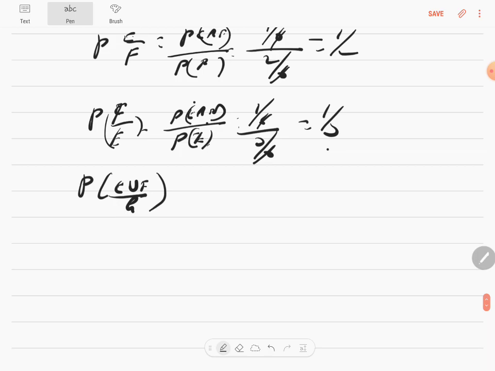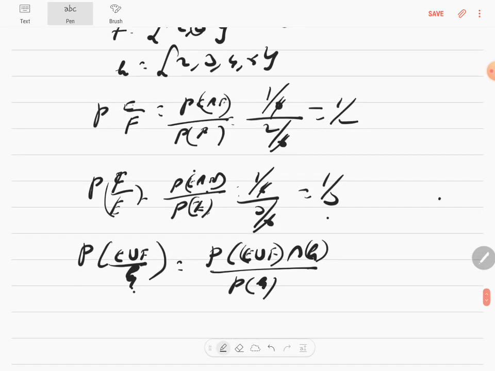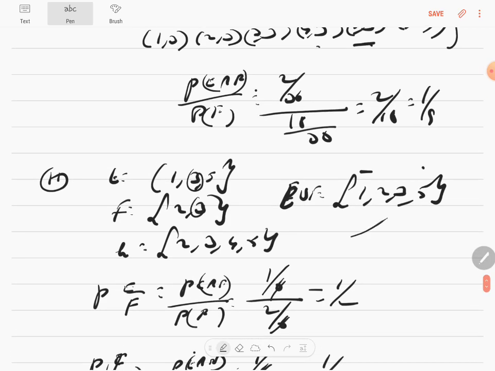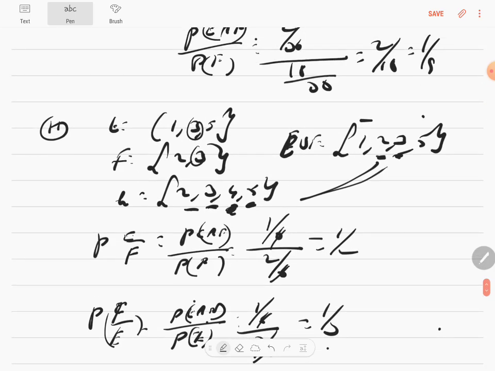P of E union F by G is, this is the conditional probability given G. So you write P of E union F intersection G by P of G. So what is union? Let's write E union F is 1, 2, 3, 5, by P of G. That has to intersect with G. Just look for intersection with G. 2, 3 and 5, of which 3 are intersecting, by P of G itself, which is 1, 2, 3, 4.